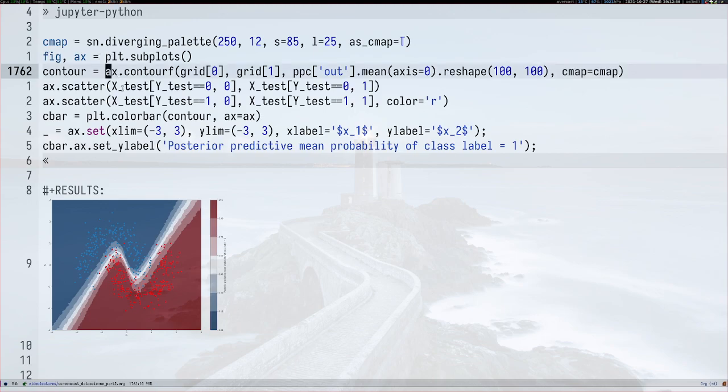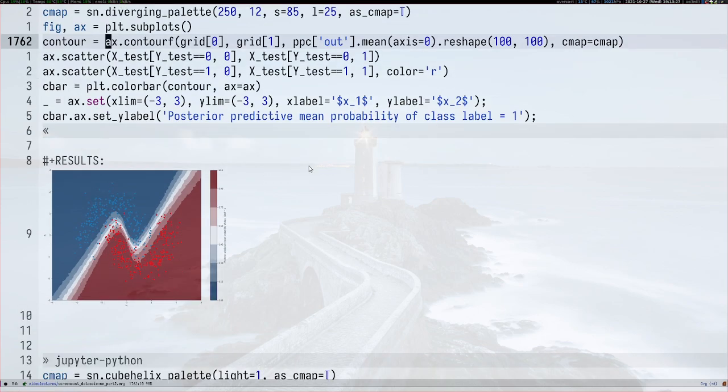So what we're plotting here is now our test data. So again, x test where y test equal to 0, and then the first coordinate, y test equal to 0, the second coordinate. So these are going to be the blue points. Then on top of that we're going to have the red points. And then these contours now are going to be colored. We also have this color bar that you can see here on the right.